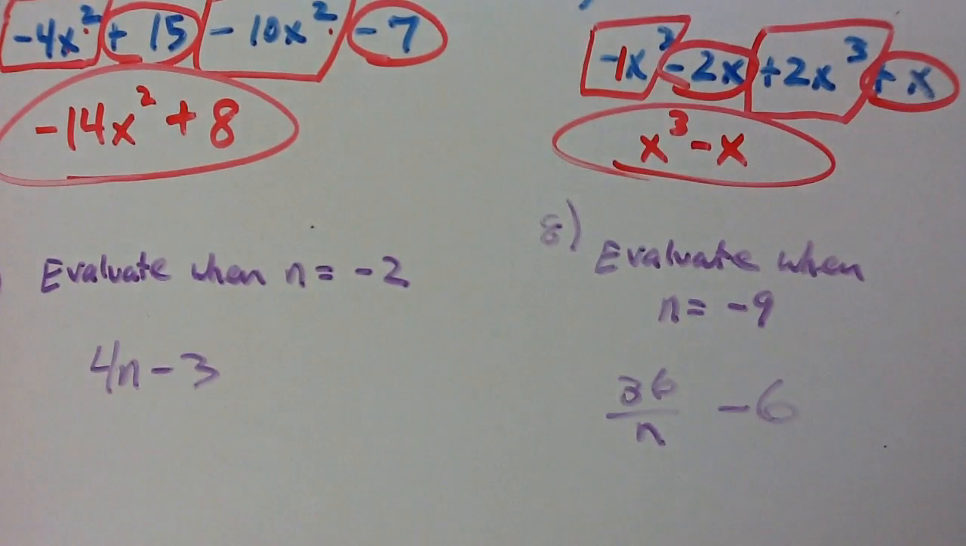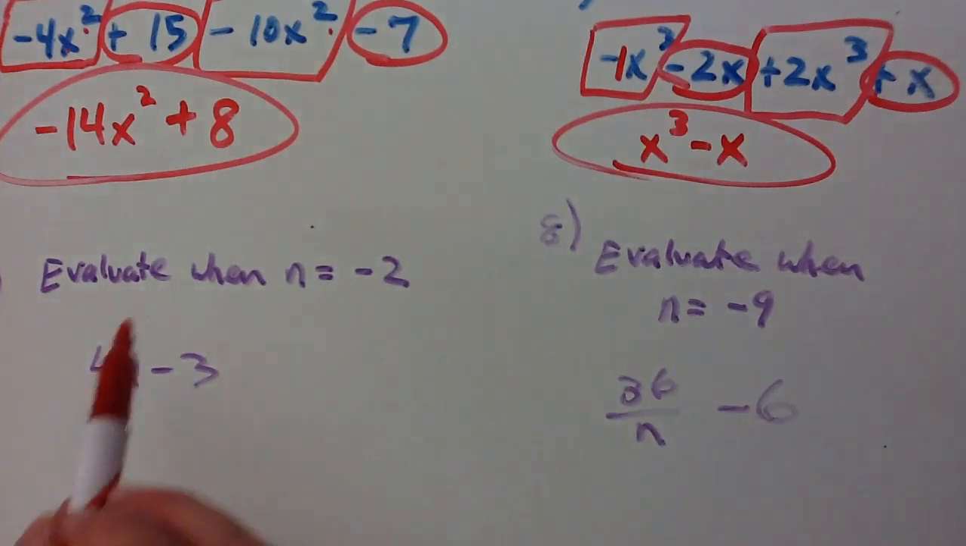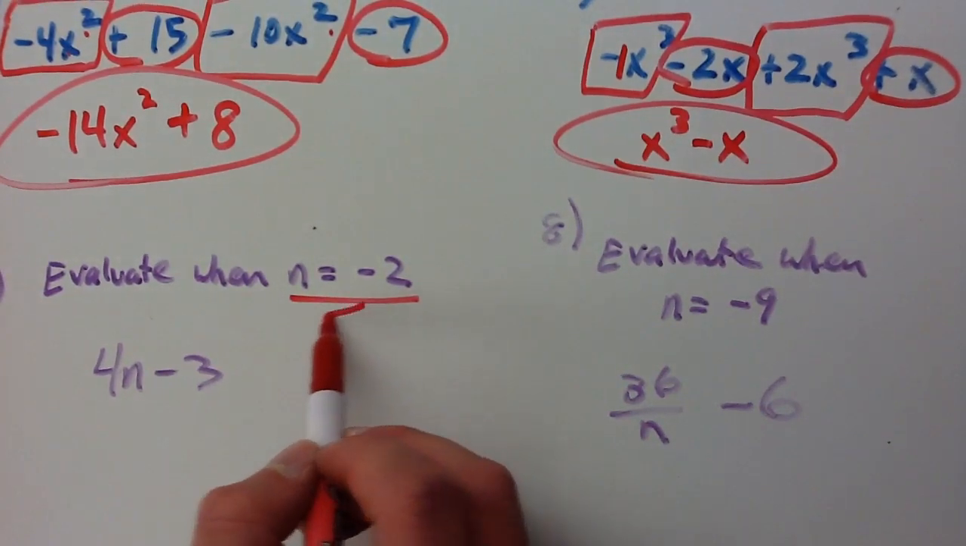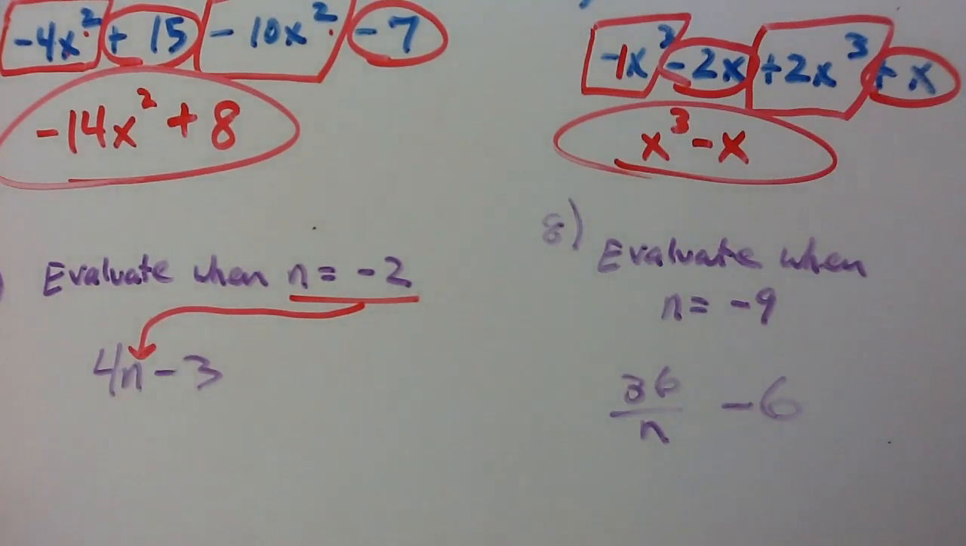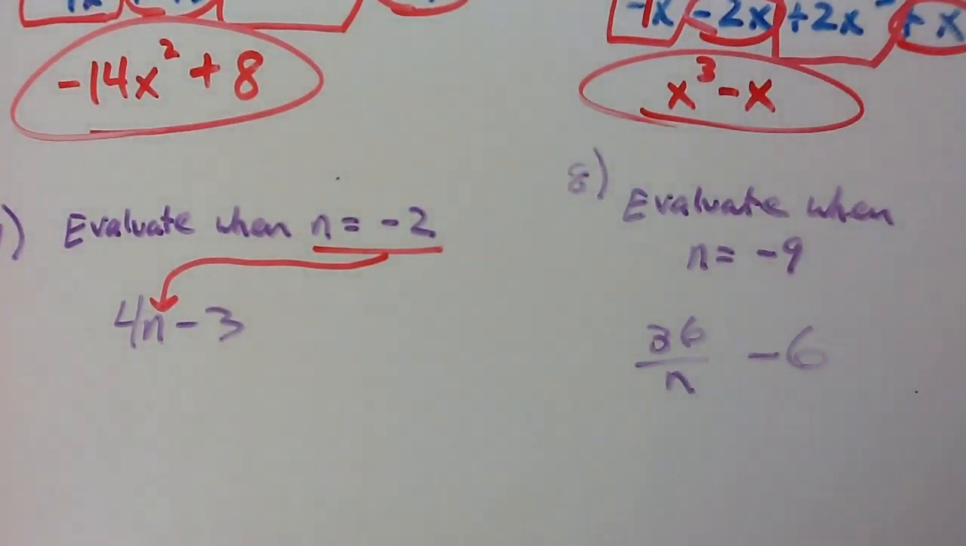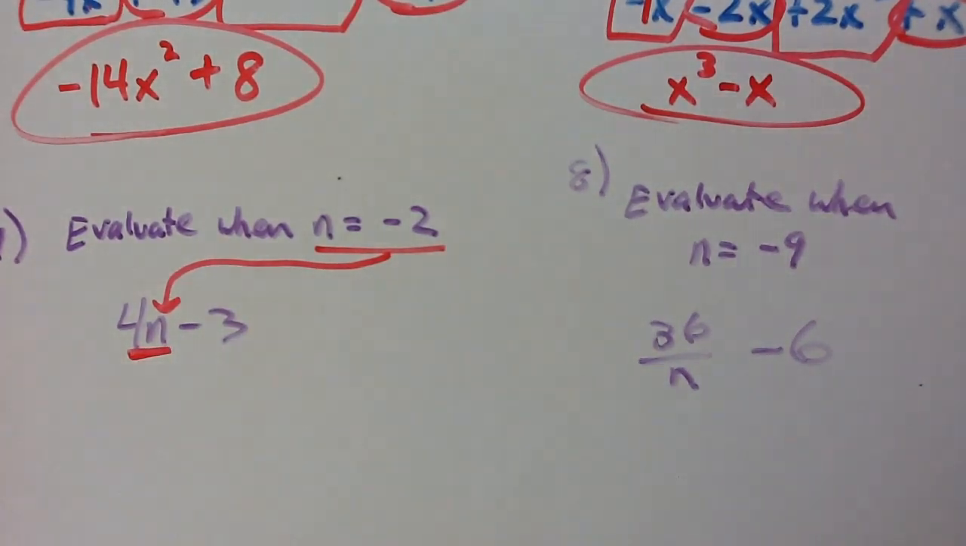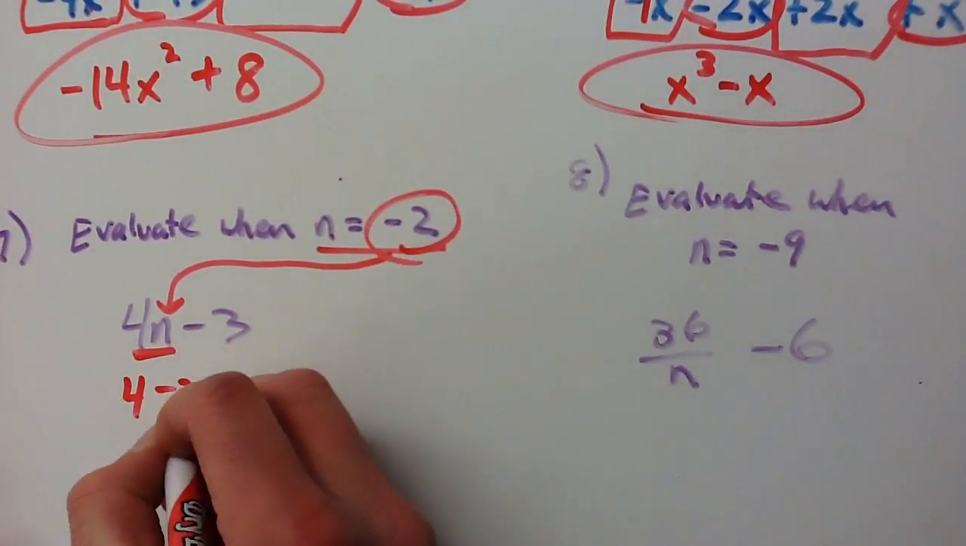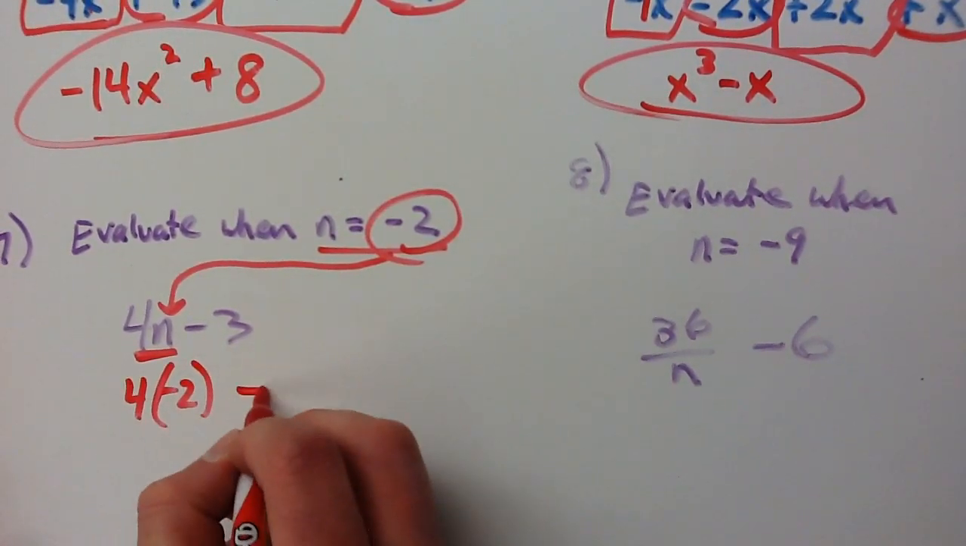Okay, these last two you're going to evaluate. When you evaluate an expression, you're finding the value of that expression given the value of the variable. And so here we want to evaluate when n equals negative 2. So what we're going to do here is take negative 2 and plug it in right there. Whenever you plug it in, you put it in parentheses. So 4n, what does that mean? 4n means 4 times n, right? That's multiplication. So I have 4 times n, which is negative 2, minus 3, right?